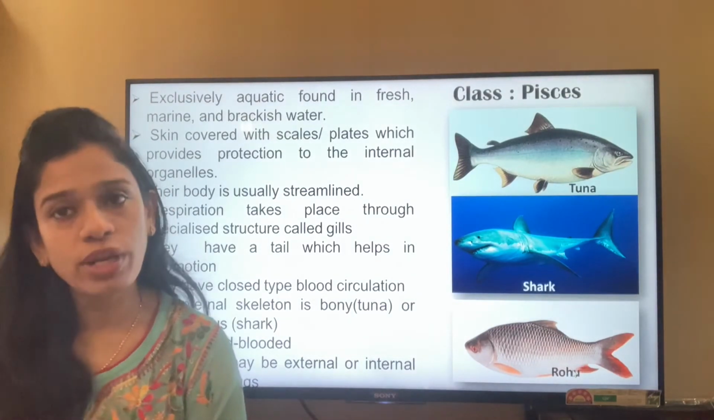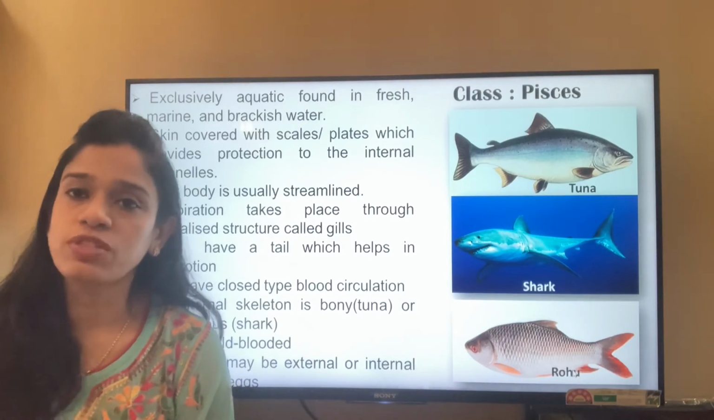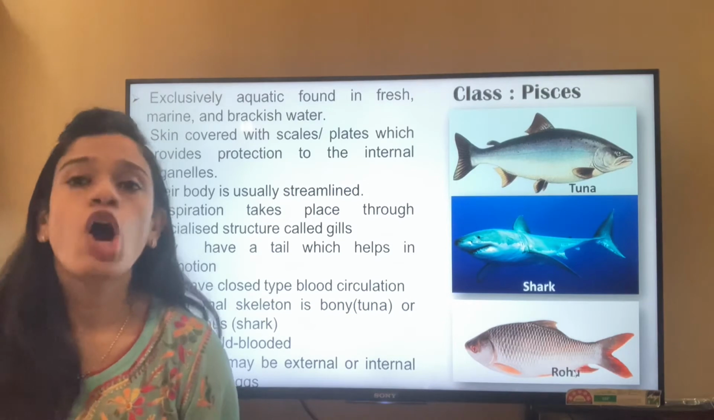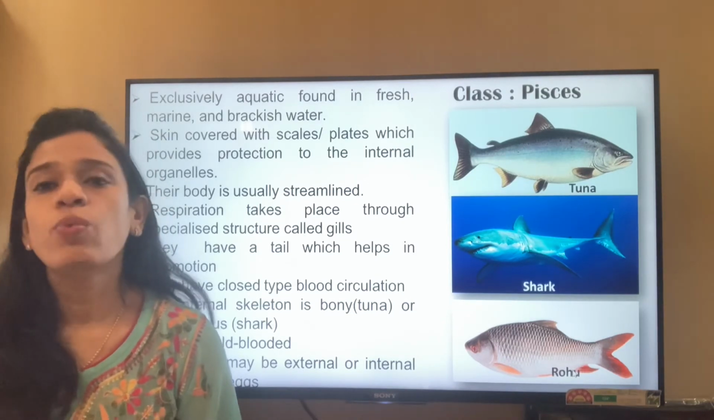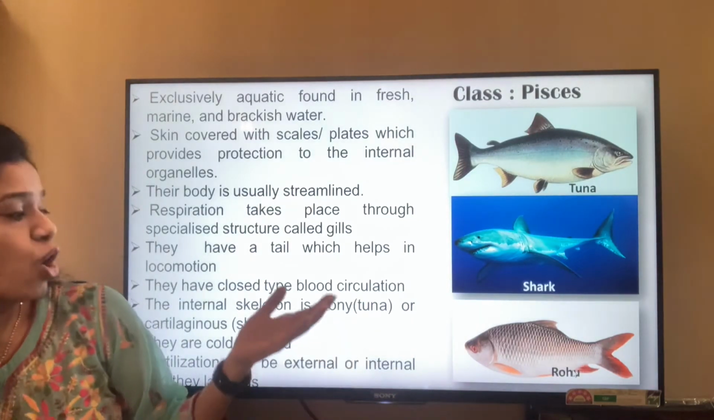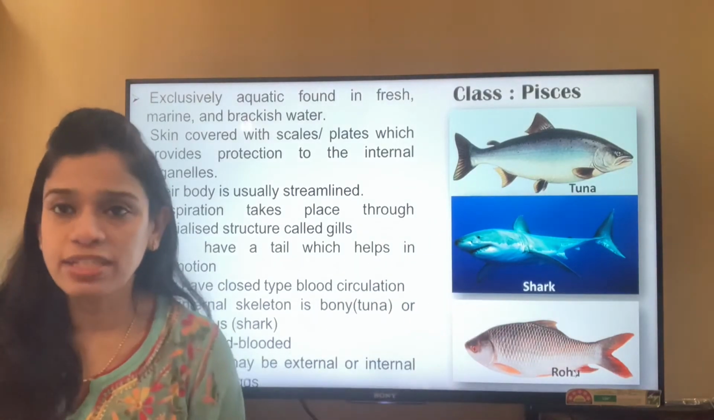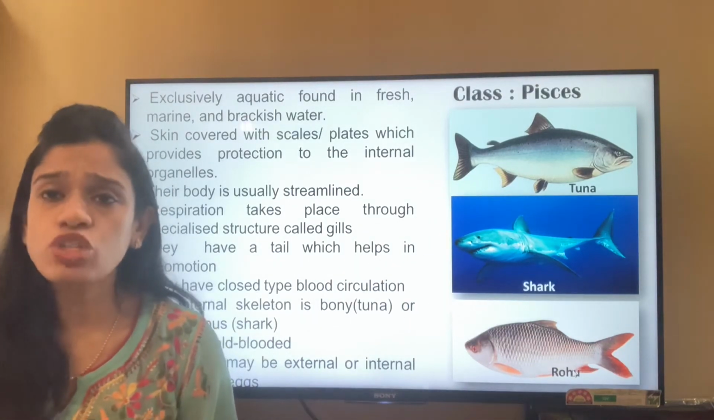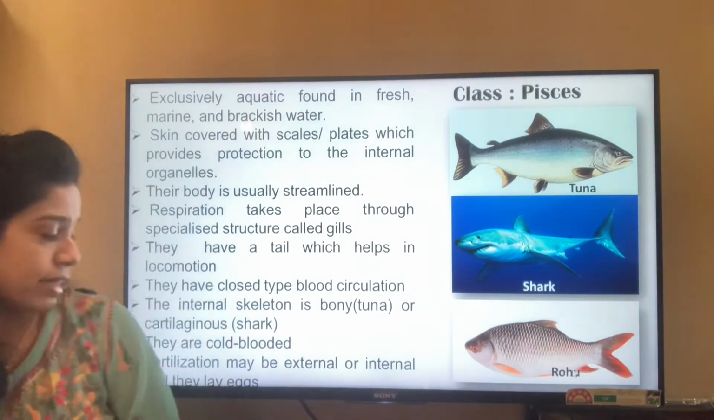They are either bony, because fishes, if we understand that fishes have bones, they are either bony or they are cartilaginous. If we are talking of a bony fish, we can talk of the general fishes like rohu, tuna, etc. Whereas if it is cartilaginous, it is the shark which is cartilaginous in nature. So types of the body can be of 2 types, that is either bony or cartilaginous.